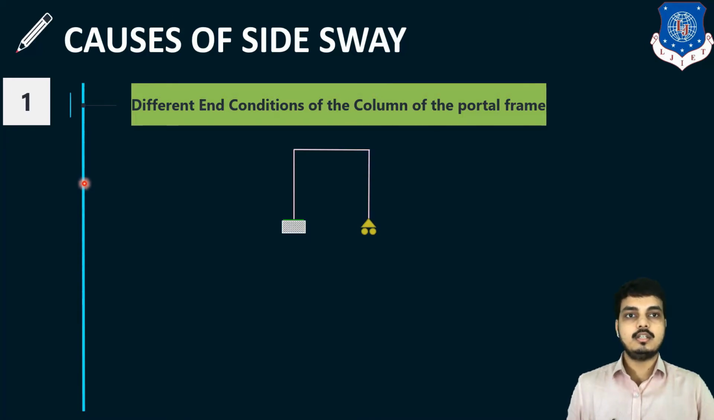Our first condition is different end conditions of the columns of a portal frame. Whenever you see a difference in support conditions, like here it is a fixed support and here it is a roller support, if there are two different supports in a frame, it causes sway. There will be sway occurring in such a kind of frame. So the first condition is different end conditions of the column.